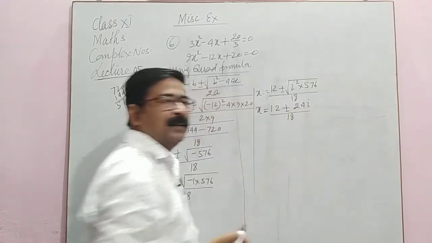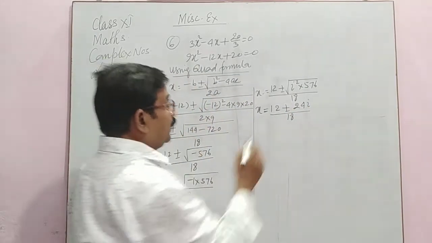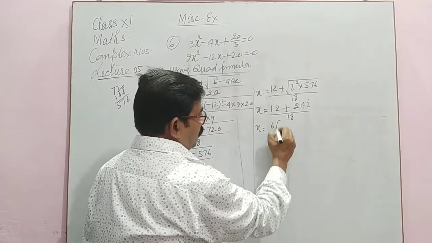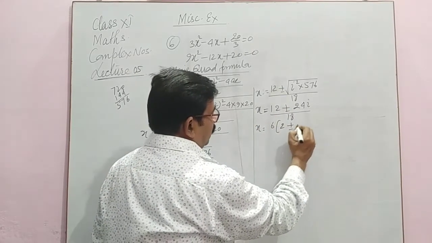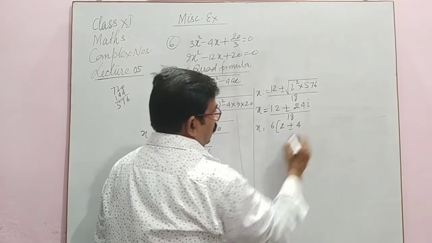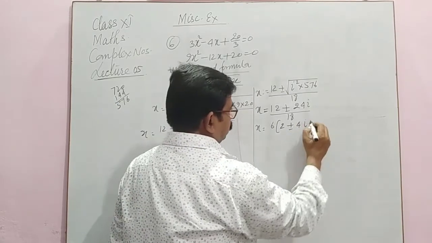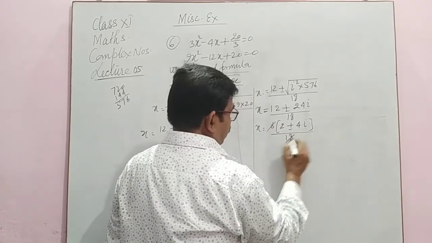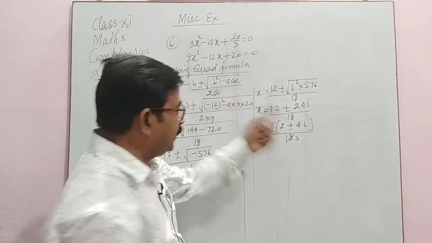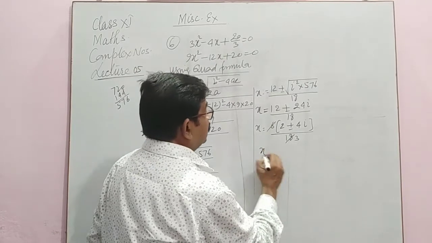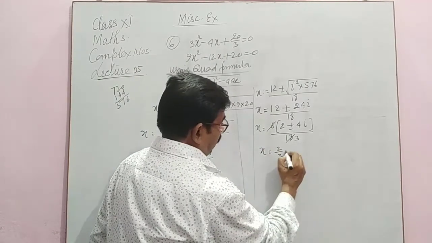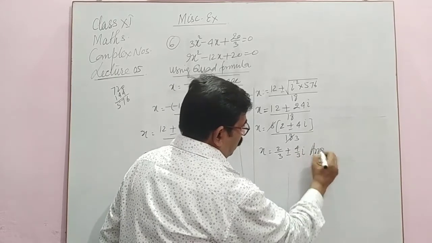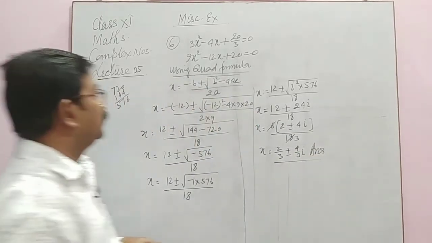You can write this much only, or you can take 6 common, so we have 6 into (2 plus minus 4i) upon 18. Six 3s are 18, so you can divide by 3. So x is equal to 2 upon 3 plus minus 4 upon 3 i. This could be your answer to this question.